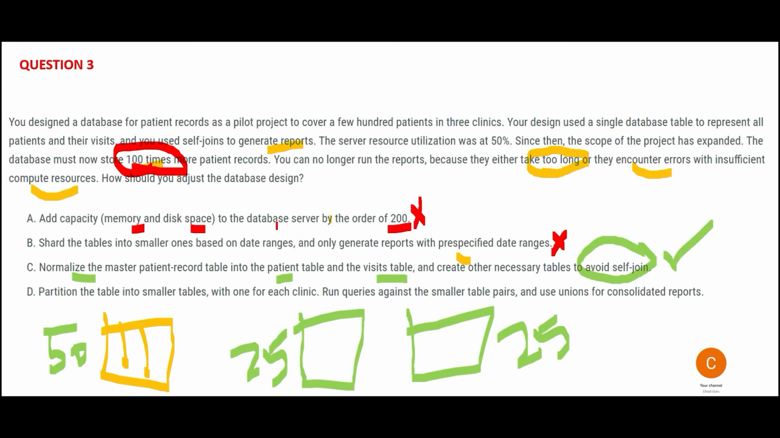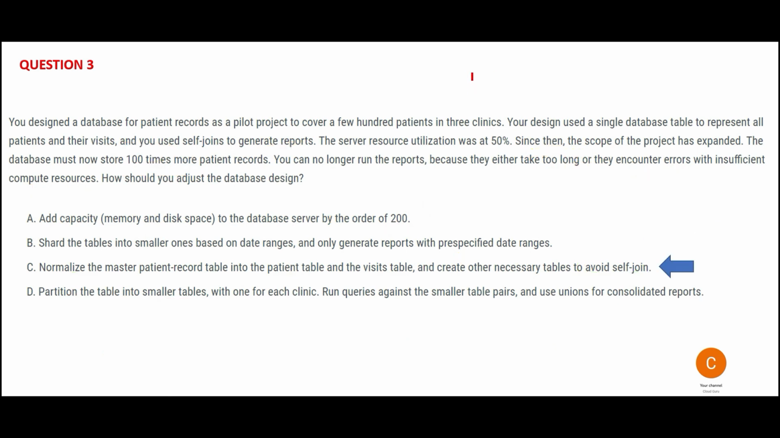So D, you guys might say, hey, some people always put in the comment, hey, I think D was the answer. So D is still not removing your need for self join. You are partitioning it into small tables, that is partition, and you will partition for each clinic. So God knows how many clinics you can partition. Suppose you have 100 times the patient records and there are so many clinics, like 25,000 clinics. So you will create 25,000 partitions, right? So always I say there will be at least one option which will be very stupid, very foolish. This is that option. This would be my final answer.